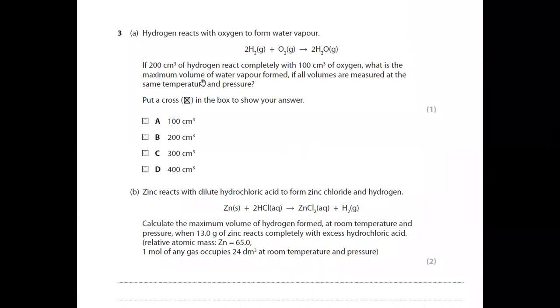Hydrogen reacts with oxygen to form water vapor. If 200 cm³ of hydrogen reacts completely with 100 cm³ of oxygen, what is the maximum volume of water vapor formed if all volumes are measured at the same temperature and pressure? This is again related to mole calculation. I want you to practice mole calculations because you get them in your acids and bases.